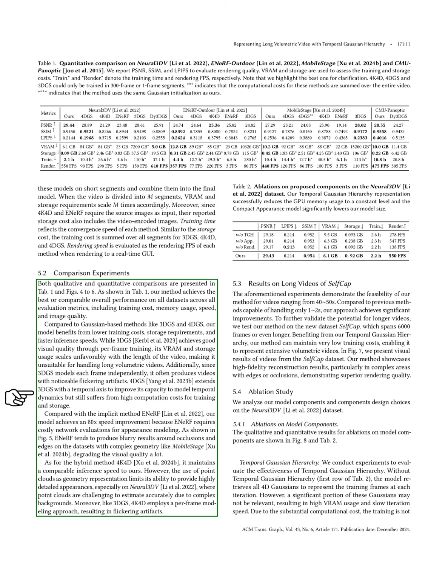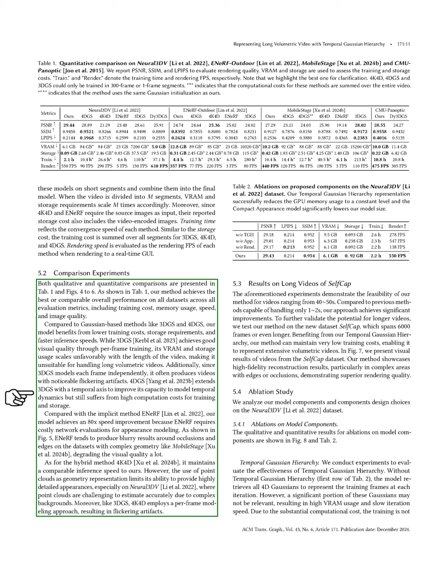Our method consistently shows the best or comparable performance across all datasets and evaluation metrics, including training cost, memory usage, speed, and image quality. Compared to Gaussian-based methods like 3DGS and 4DGS, our model has lower training costs, storage needs, and faster inference speeds. While 3DGS provides good visual quality through per-frame training, its VRAM and storage usage increases significantly with longer videos, making it less suitable for extensive volumetric content. Additionally, 3DGS often results in noticeable flickering due to its independent frame modeling. 4DGS improves on 3DGS by adding a temporal dimension but still faces high computation costs.